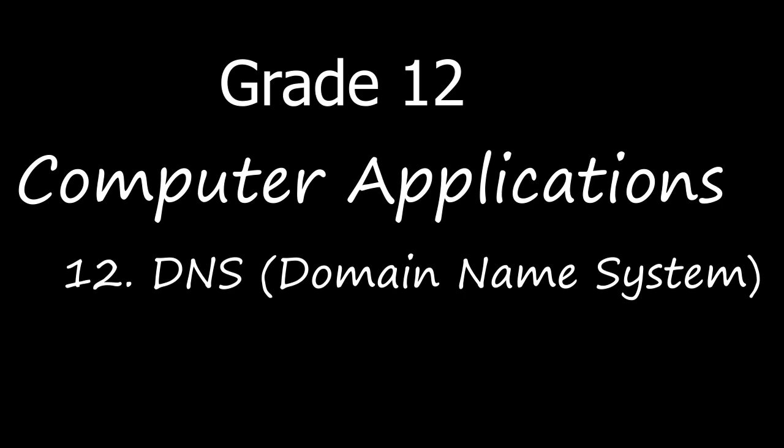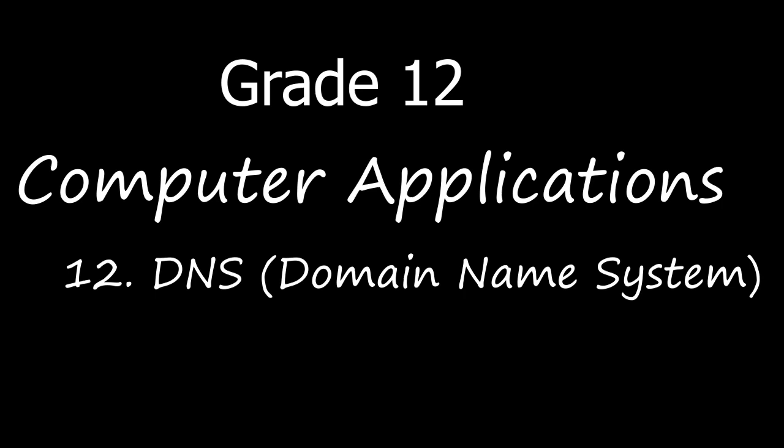If Google has an IP address of 102.3.32.64.111, how will we remember that? It's difficult, right? Now it has a domain name, google.com, right? So this is done to make our work easy.